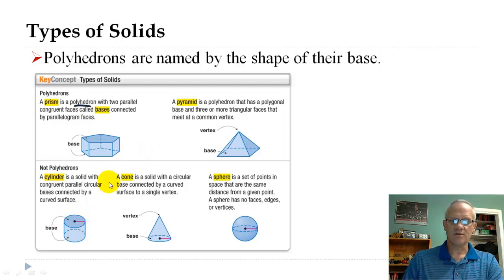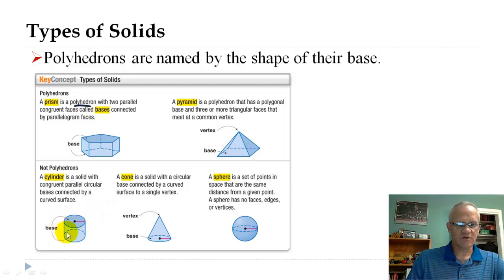However, keep in mind, according to our definition of edges before, a cylinder does not have any edges. The edges are only where flat surfaces come together. So it does have 2 bases, but it does not have an edge, and it wouldn't have a vertex either. Any vertex or vertices.